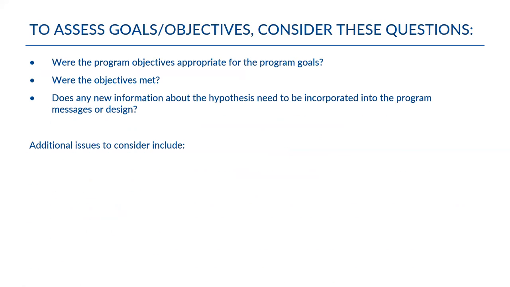Okay, so to assess goals and objectives, consider these questions. First of all, were the program objectives appropriate for the program goals? Were they well aligned to what you were trying to do? Were they aligned in terms of what you were trying to accomplish? Second question is, were the objectives met? And that really is about reflecting on evaluation results. Some of the objectives can be very obvious at the end of a project. Were they met? Did you achieve what you were trying to do?